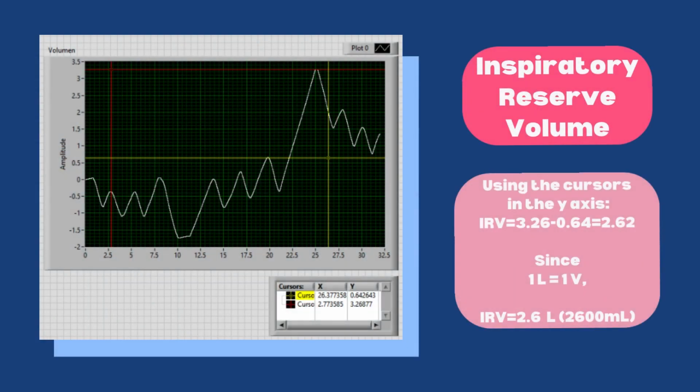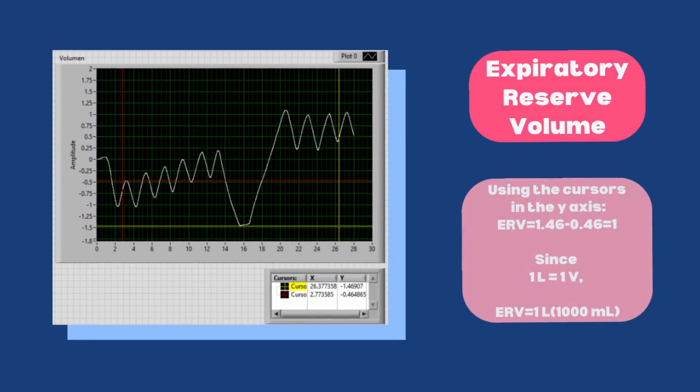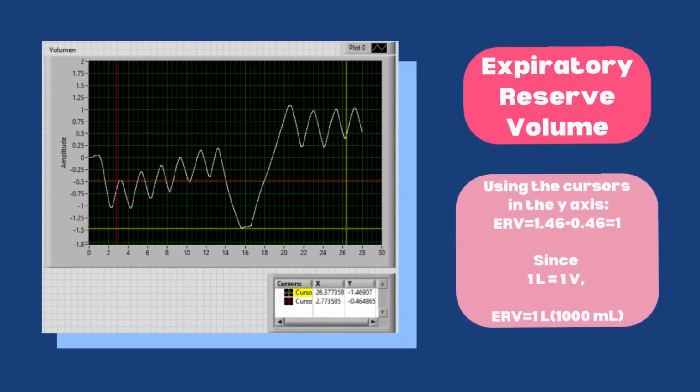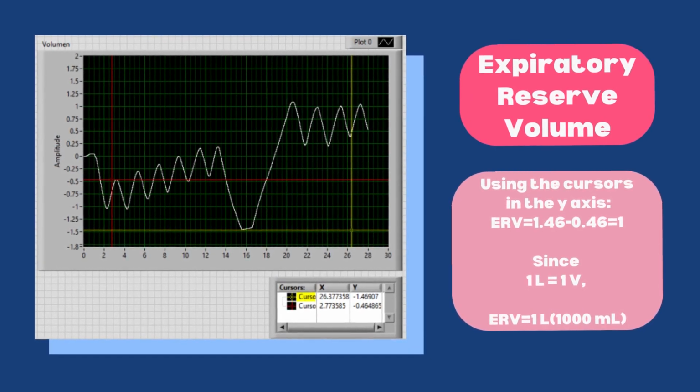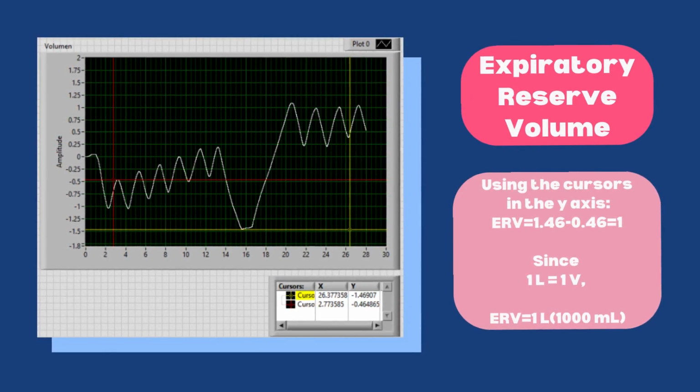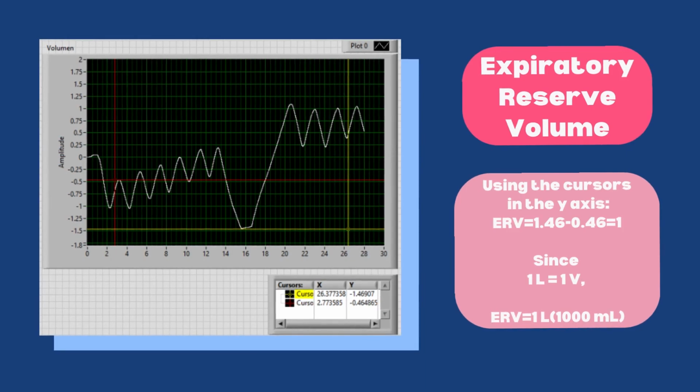Take out the inspiratory reserve volume. Similarly, the cursors were used. After doing so, this equation was obtained, 3.26 minus 0.64, reaching an inspiratory reserve volume of 2600 milliliters. For the expiratory reserve volume, the same procedure was used. This led to the following equation, 1.46 minus 0.46, obtaining an expiratory reserve volume of 1 liter.